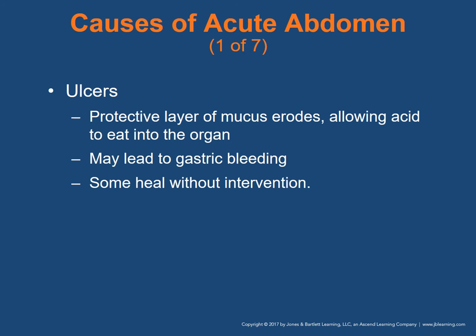So different causes of acute abdomen. Ulcers, which is erosion of the protective layer of mucus inside of the stomach or inside of a specific abdominal organ, which allows that acid to eat all the way through potentially. But this takes a while, so patients usually have ulcers, and they'll have that intermittent abdominal pain every once in a while. Feels like a burning pain, usually in their esophagus.